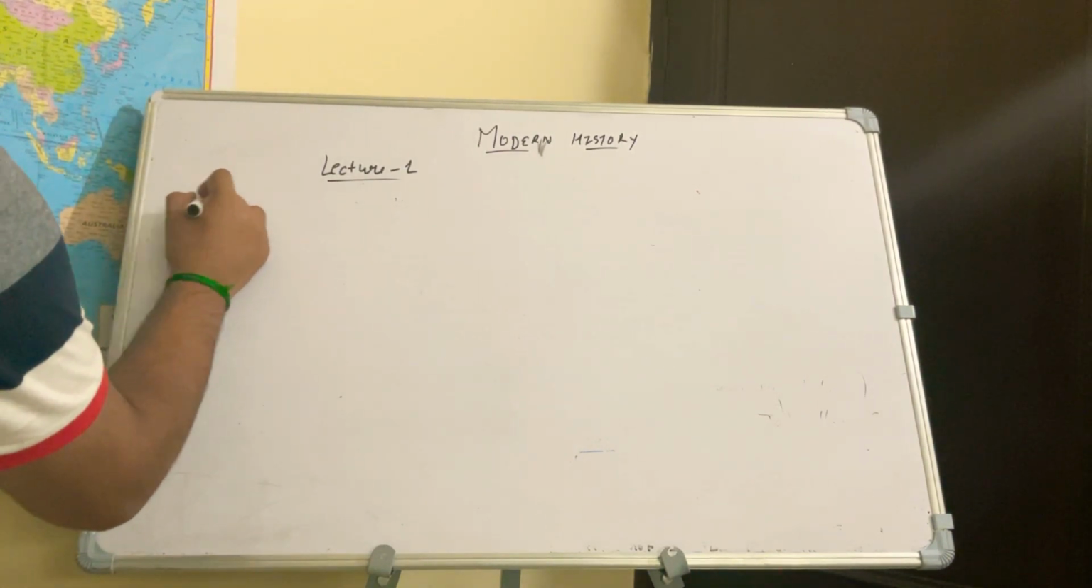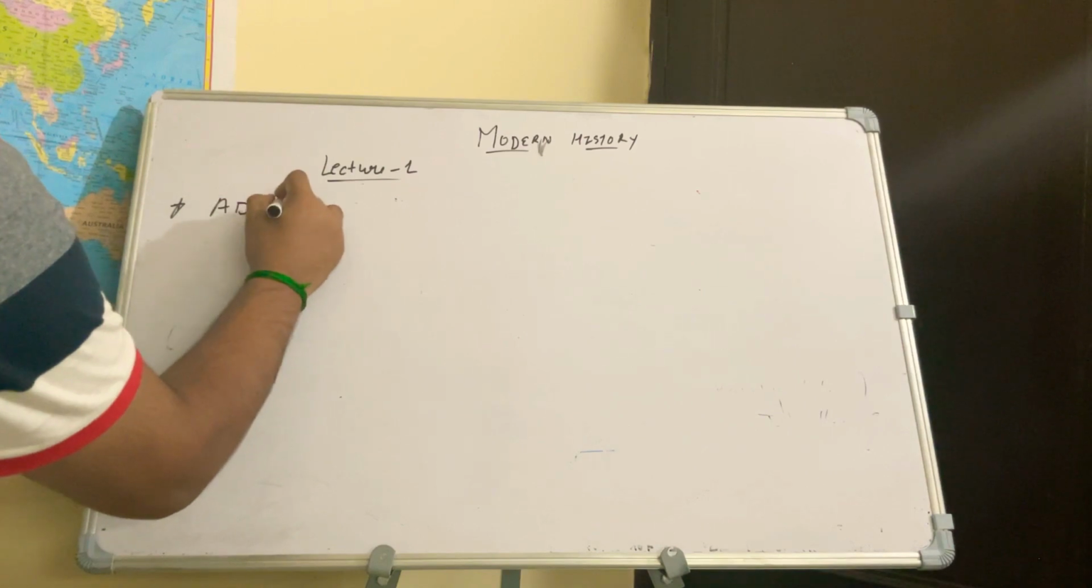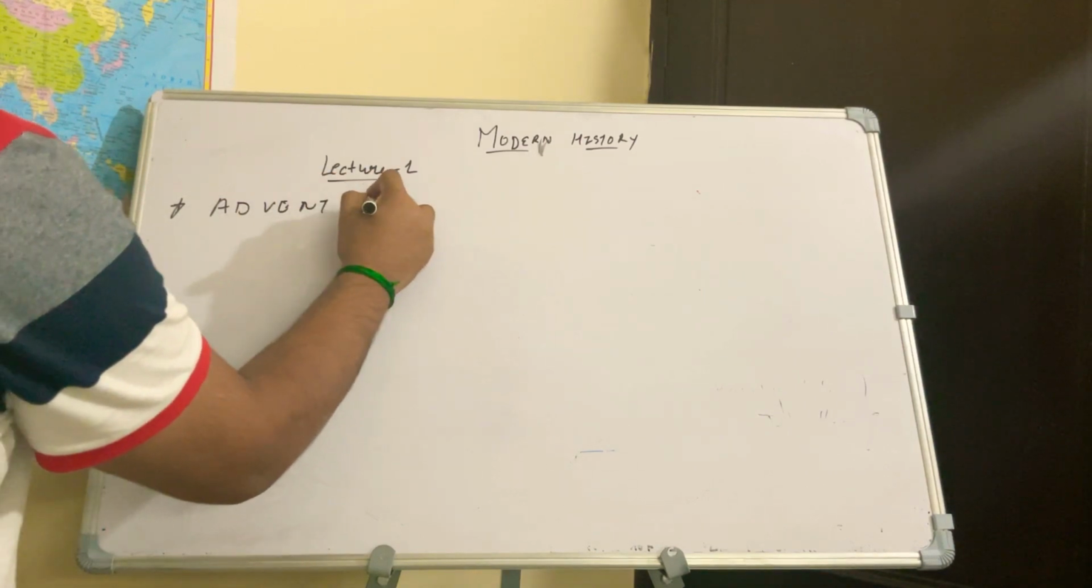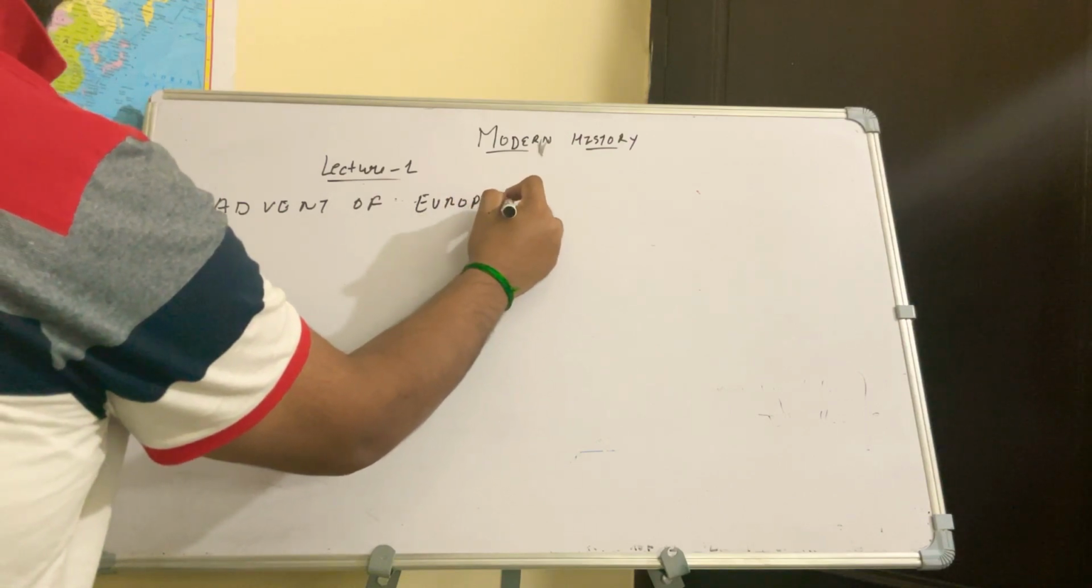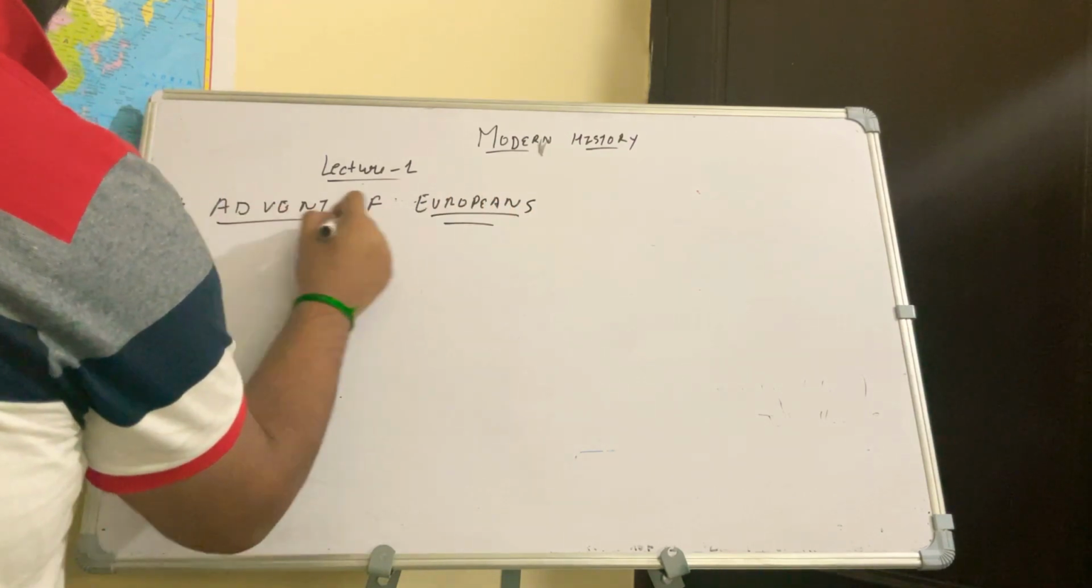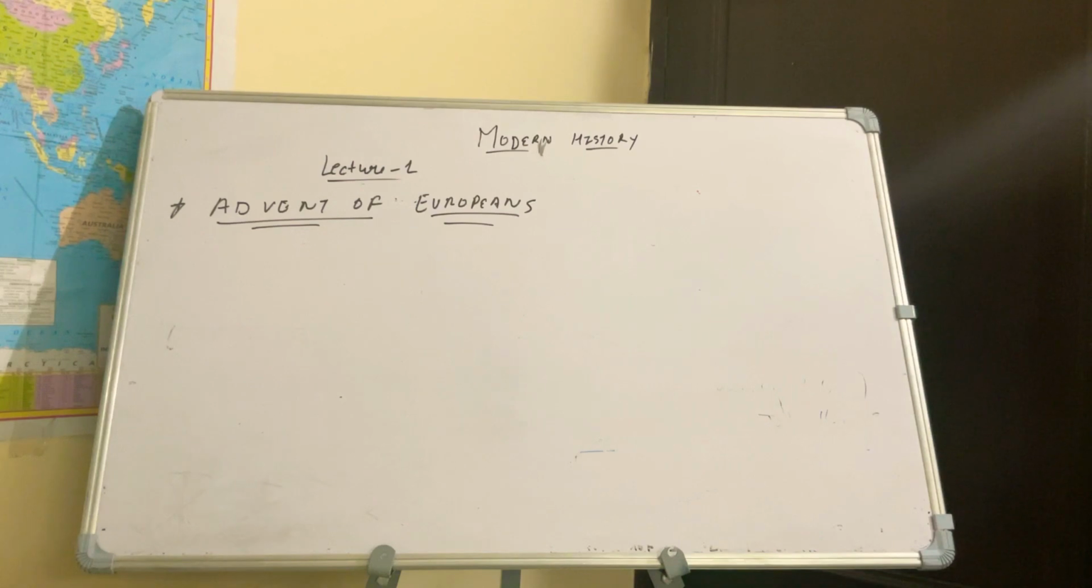So the very first topic is the advent of Europeans. Firstly, we're going to understand what were the possible causes, or a preface, in which I'll be telling you the lectures. I'll be giving you the notes which you can write down for your own reference, and to concrete the subject knowledge you can refer to Rajiv's book.